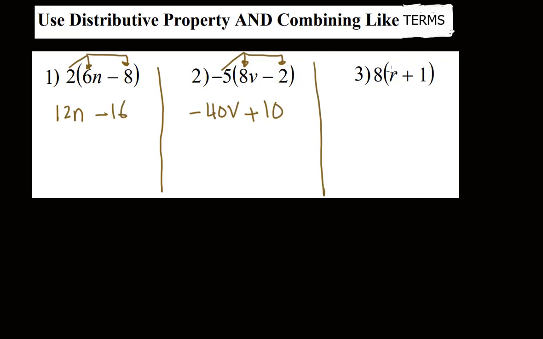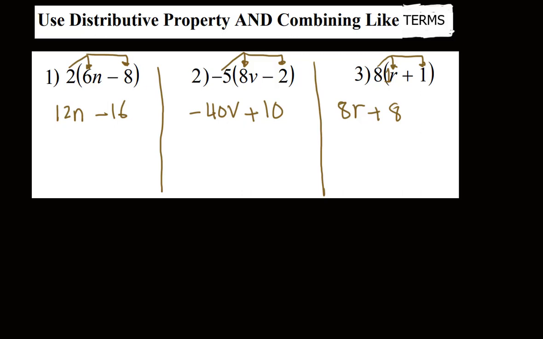So now this is similar to the number 1. But the difference is, this is R. We cannot see any number. If you don't see any number in front of the variable, the assumption is there is a 1. So 8 times 1R is 8R. Then plus 8 times positive 1 is positive 8. So make sure you review when you're multiplying a negative term within the parentheses. Then you just reverse the sign.